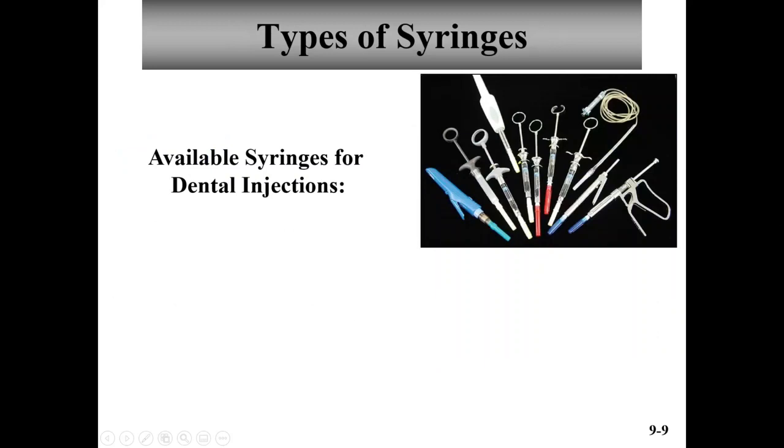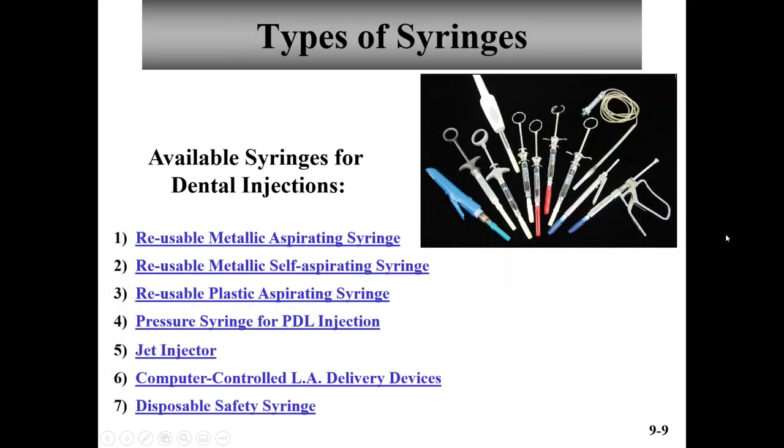There are several different types of syringes that are available. Over 90% of offices use the reusable metallic aspirating syringe. They last years and years, as long as you don't throw away the needle adapter. The syringe that I use to demonstrate, and I will show you in class, I've been using over 35 years, and it's still fine. So they're very, very hardy syringes.